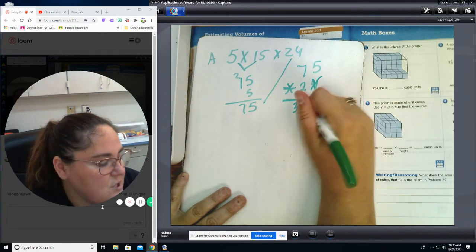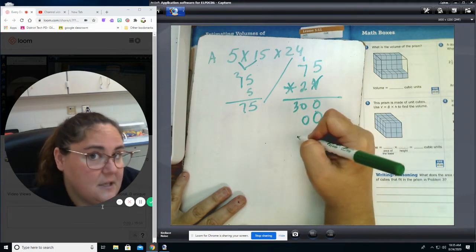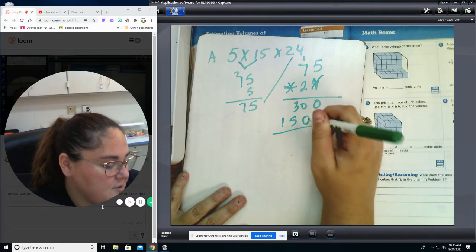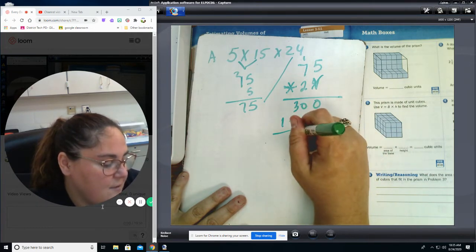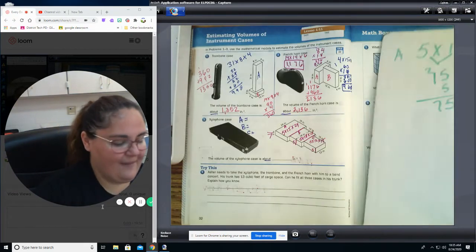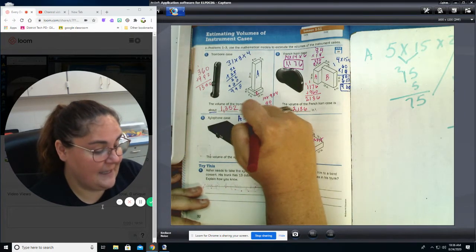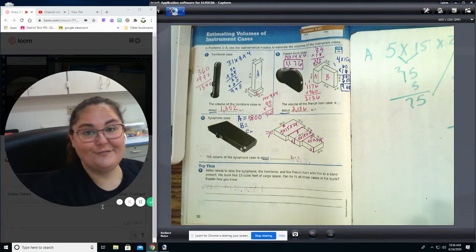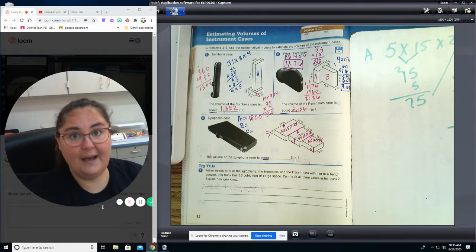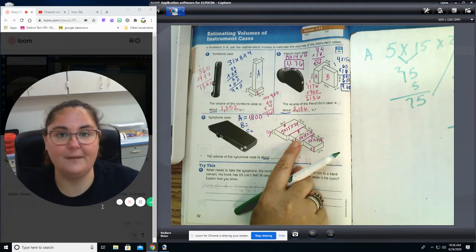X's and O's. 2 times 5 is 10. 2 times 7 is 14 plus 1 is 15. 0 plus 0, 0 plus 0, 3 plus 5, and 1. So box A, you should have 1,800. The reason why I'm going quickly is because I asked you to pause and do this on your own. I wanted you to try it first. So if you think I'm going fast, I want you to go ahead and do as I ask and pause and do the math for the second one and come back when you're done.